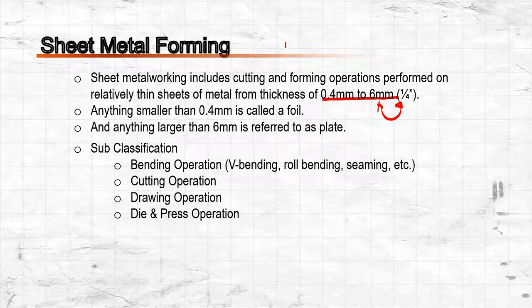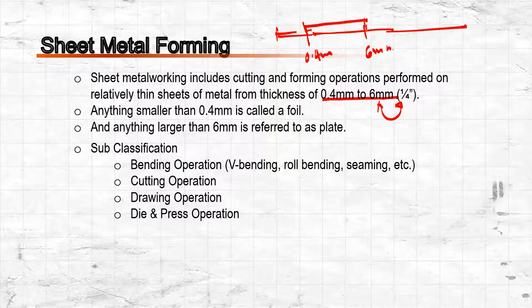Okay, so let's say this is our thickness line. If we have 0.4 mm here and 6 mm here in terms of thickness, a thicker material, from 0.4 to 6 mm, is what we refer to as sheet metal. Greater than 6 mm is what we call plate, and lower than 0.4 mm is what we call foil. And there are actually a lot of subclassifications of operations or processes regarding sheet metals.